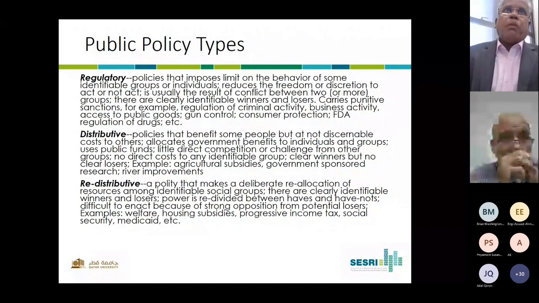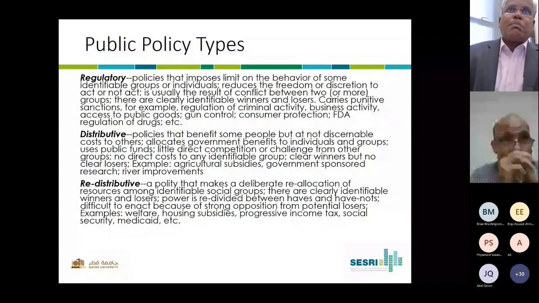What are the types of policy? There are broadly three major types of policy in public policy, in government policy making, but it could also apply to other organizational policy types.